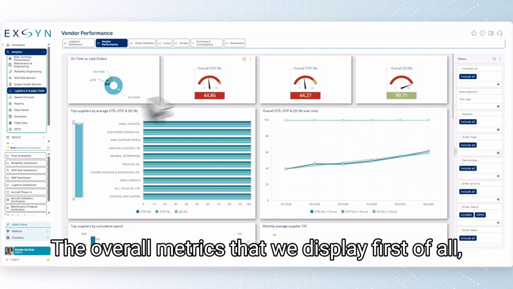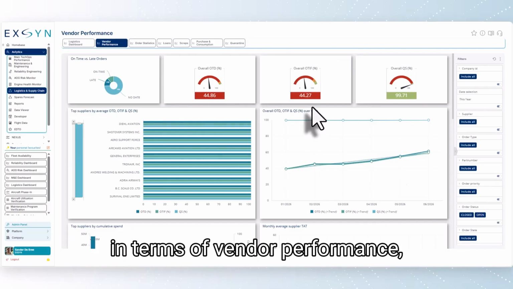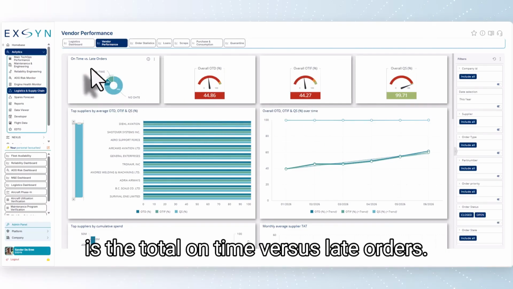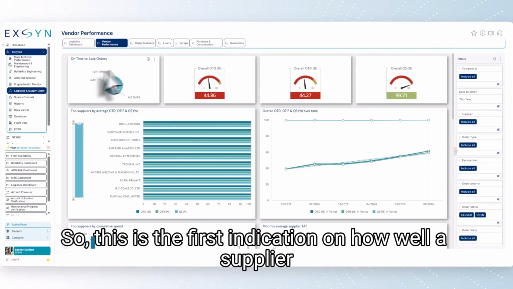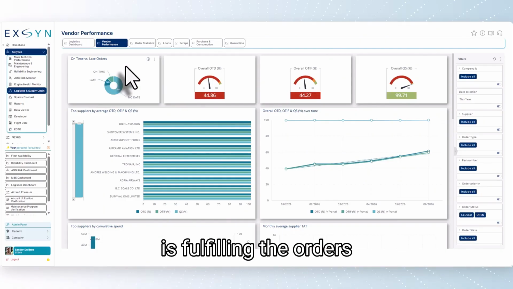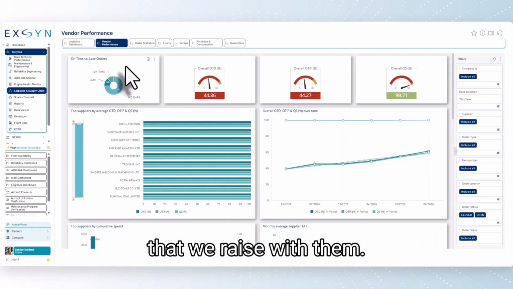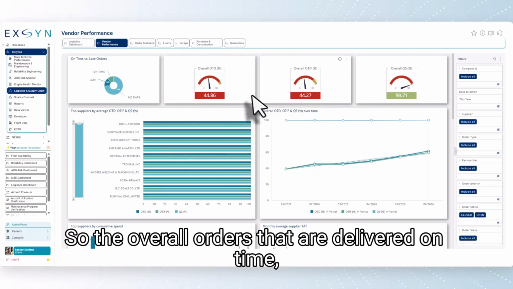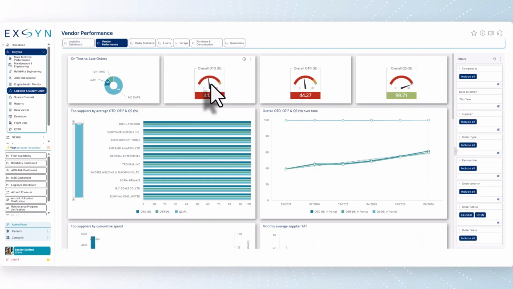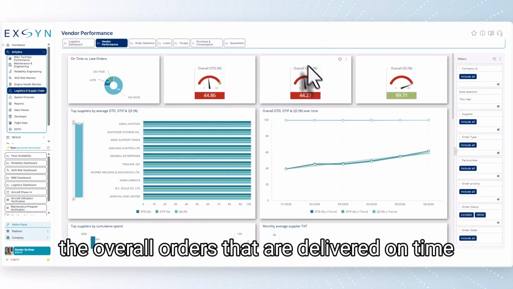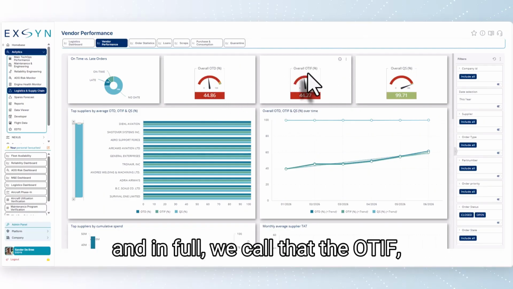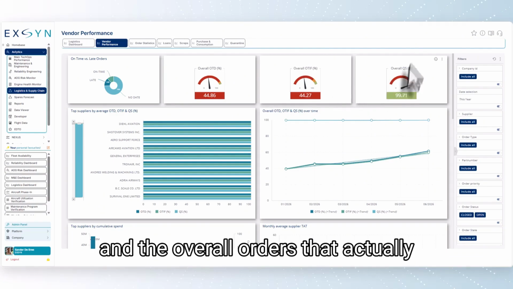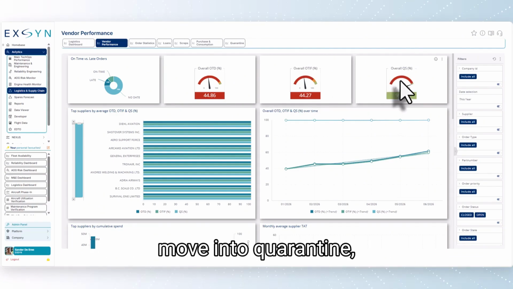The overall metrics that we display, first of all, in terms of vendor performance, are the total on-time versus late orders. This is a first indication of how well a supplier is fulfilling the orders that we raise with them. And then we have three additional metrics related to that: the overall orders that are delivered on time, the overall orders that are delivered on time and in full, which we call the OTIF, and the overall orders that actually move into quarantine.